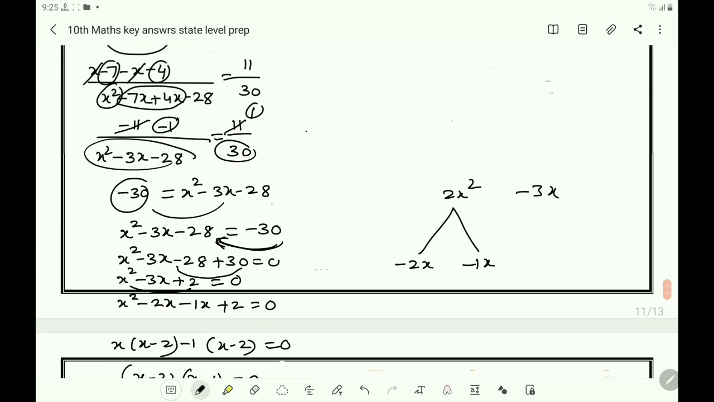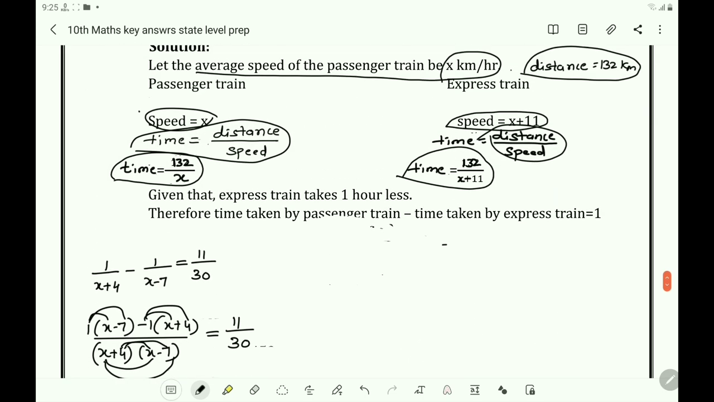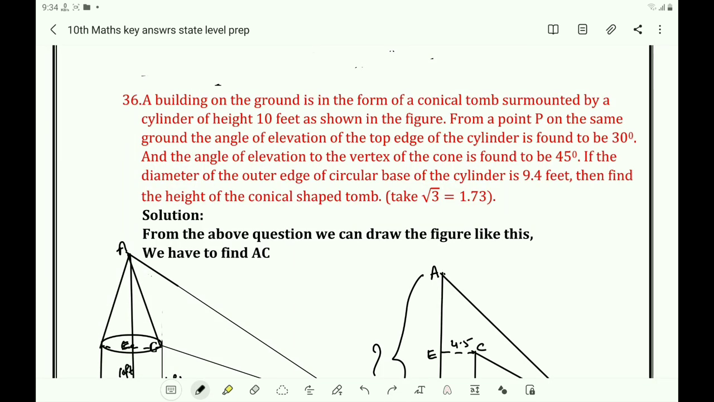In this way you got the solution of 1 by x plus 4 minus 1 by x minus 7 equals 11 by.